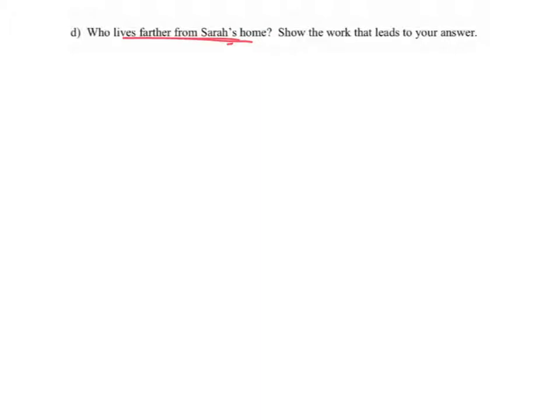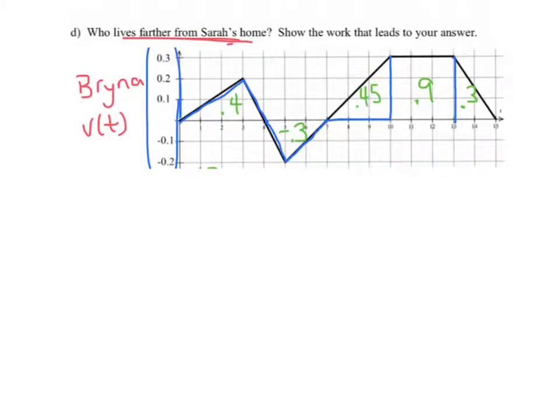So this is displacement. This is talking about the placement of Brina's home compared to Sarah's home and Alvin's home compared to Sarah's home, not the distance that they traveled, but the actual placement of their homes. So if I bring back up Brina's graph, when we did total distance, we had to do absolute value.